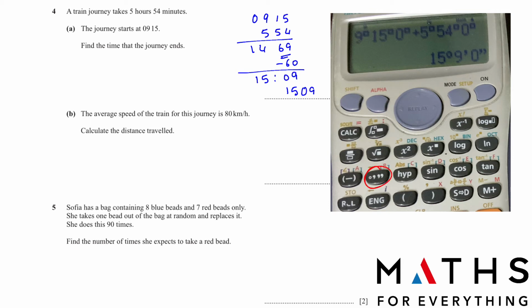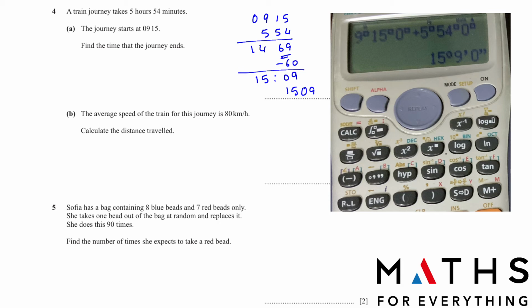Now for using the calculator, we will write our starting point 9, and then we will press this button, then 15, and this is 9 hours 15 minutes and 0 seconds, plus 5 hours 54. So 5, each time press this button. 54, press the button. 0, press the button. You will get 15, this square 9. So this is one digit 9. So we write it as 09, 1509. You will not get wrong answers if you use a calculator, but both ways are right.